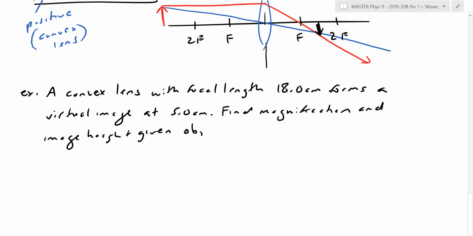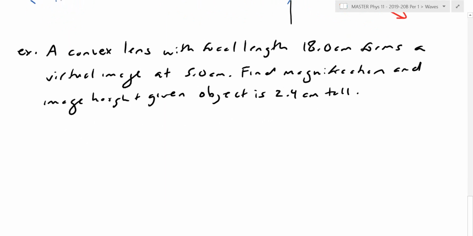Given the object, or the candle, whatever's emanating the light here, let's say it is 2.4 centimeters tall. Alright, so just like before, I have a word problem. Let's see if we can go through and identify some features of this. A convex lens, we know it bulges on both sides. You should be able to say to me, a convex lens here is a converging lens.